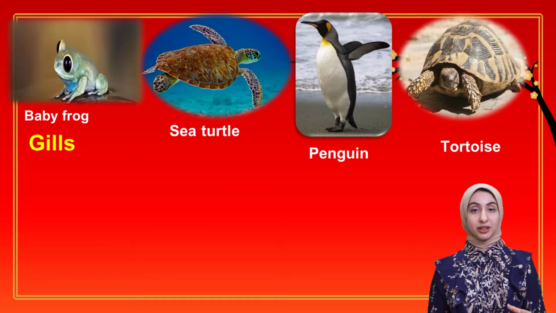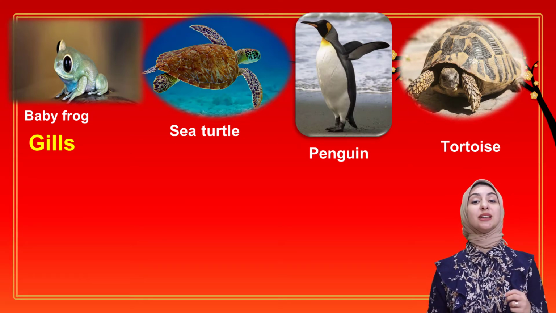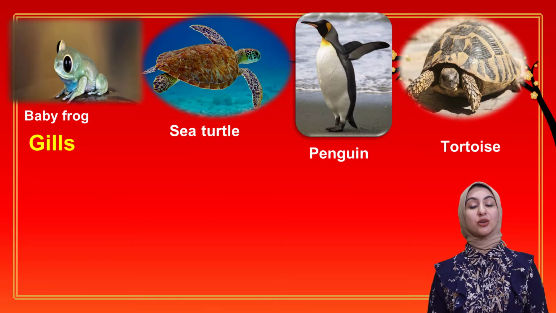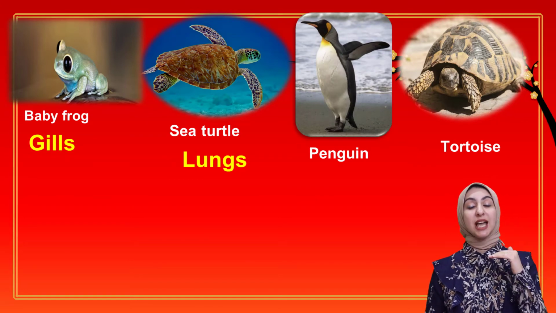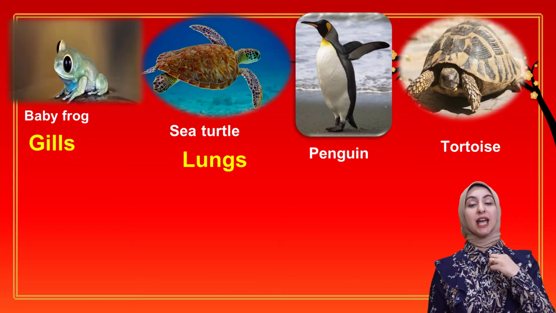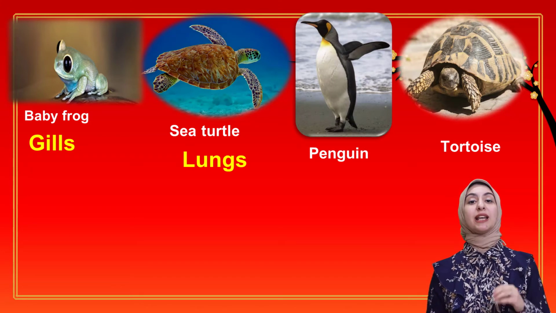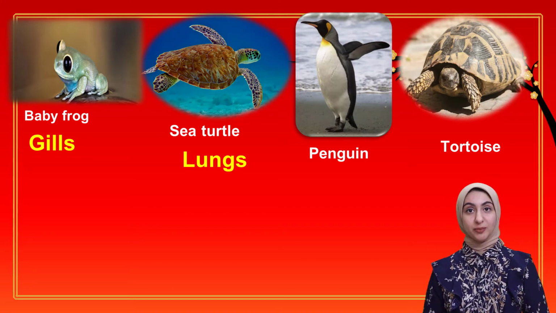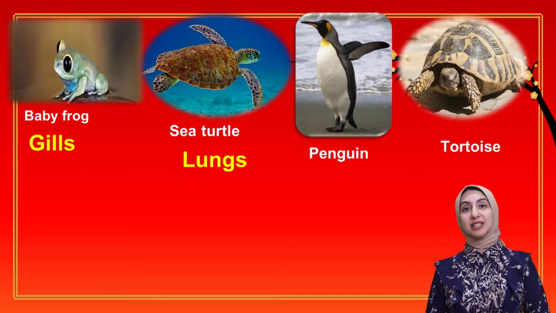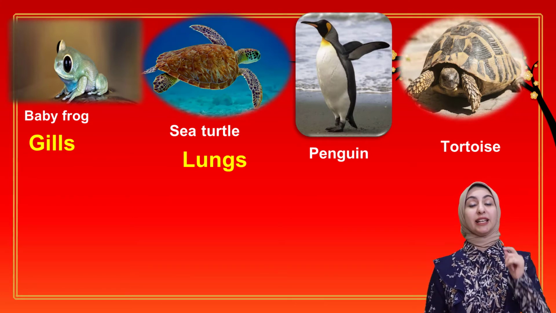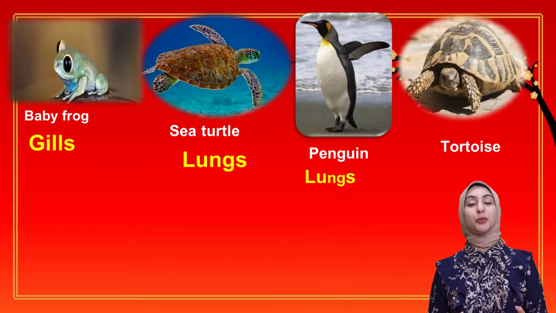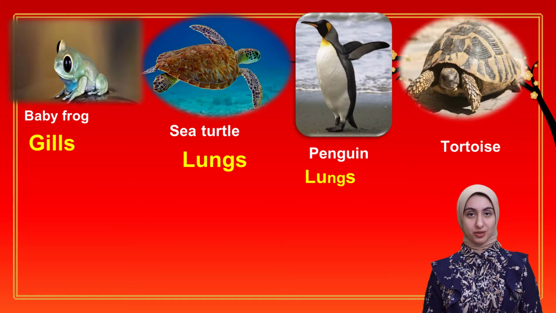Actually, sea turtle has lungs because it is classified as a reptile. But it can live in the water because it can go to the surface of the sea and breathe some oxygen and then go again inside the water, and it can hold its breath for a long time, like 5 or 7 hours. Then we have penguin. This penguin has feathers and a beak, so it is classified as a bird. And we know all birds are breathing using lungs.